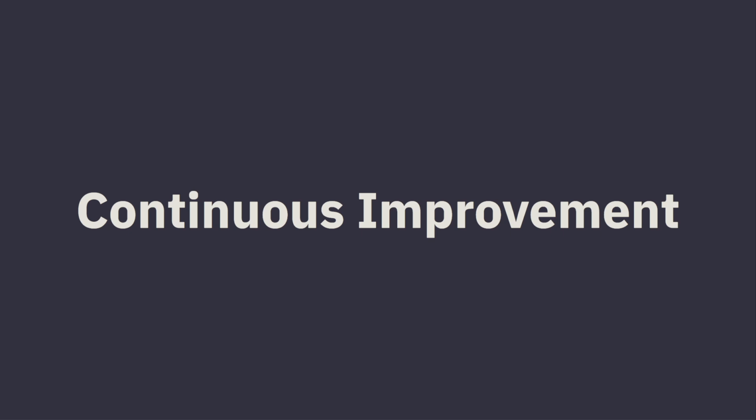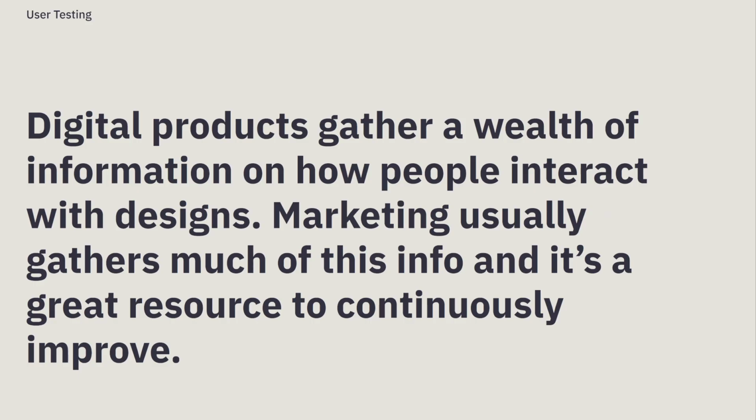Finally, we can talk about continuous improvement. So, this is after a site or a product is launched. Figuring out what's working and what's not working, and then making changes as you go. So most digital products gather just like a gold mine of data, as we know, and information on how people interact with them. So the marketing team is usually the first point of contact with who gets that information, but it's a great resource for designers as well to understand how the users are interacting with the product and to make some continuous design improvements.